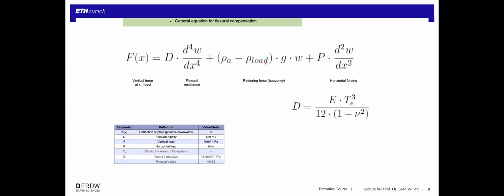So what this is saying, and these are just the densities. So this is actually the density of the fluid that's above the plate, and the density of the fluid that's below the plate. So if the load is sediment, for example, we're filling it all with sediment.